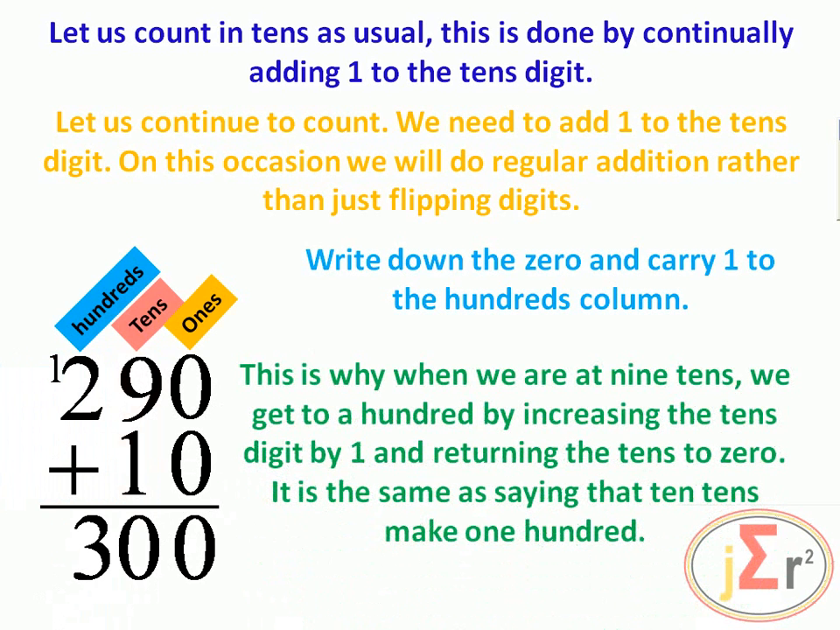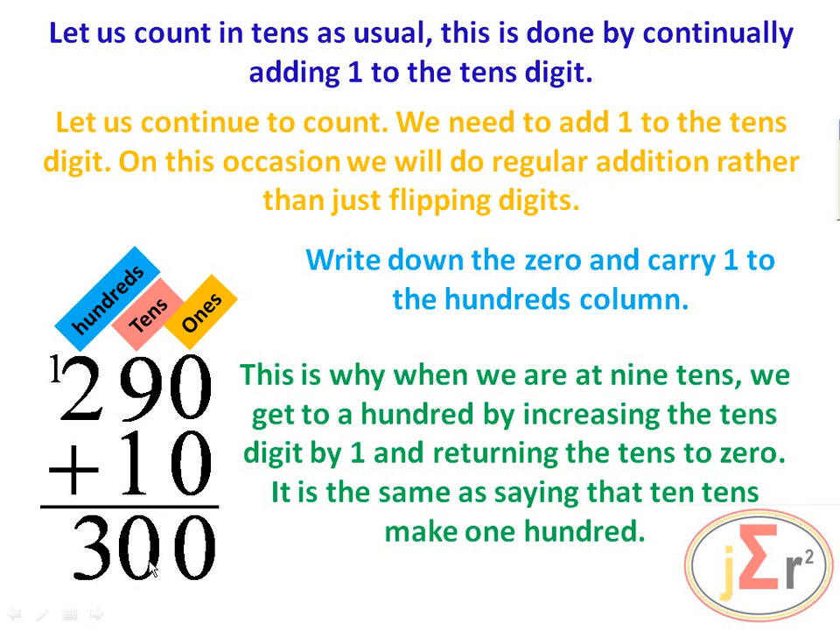This is why when we are at 9 tens, we get to 100 by increasing the tens digit by 1 and returning the tens digit to 0. It is the same as saying that 10 tens make 100. So when we are counting in tens, we increase by 1 each time. When we get to a number like 290 and we add 1 to the tens digit, 1 plus 9 equals 10. We put 0 and carry 1.